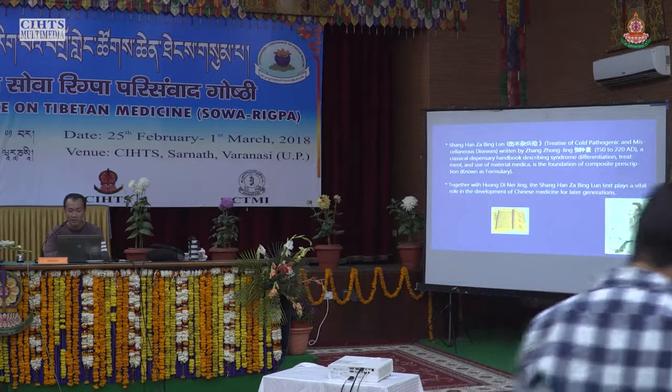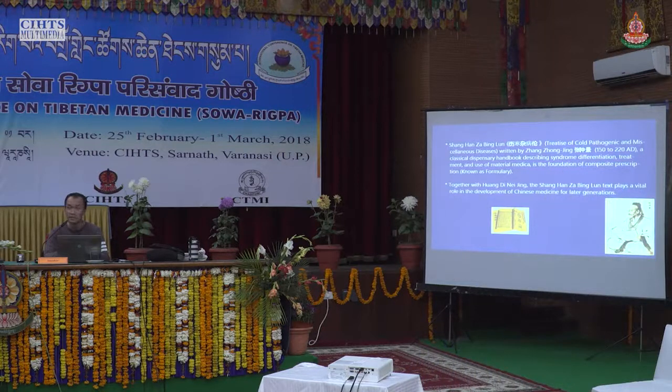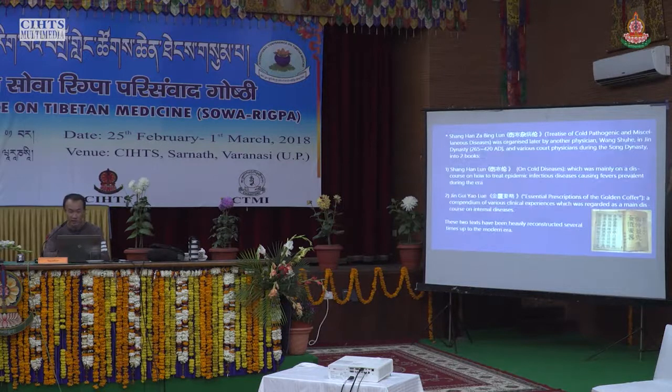So together with the Huangdi Neijing, the Shang Han Lun, these two texts are just like the Four Tantras of Tibetan medicine, so these two are also very important. This Shang Han Za Bing Lun was later organized by another physician called Wang Shuhe, and later by various court physicians, and it breaks down further into two sections.